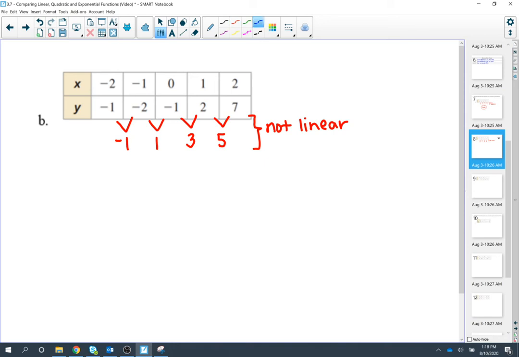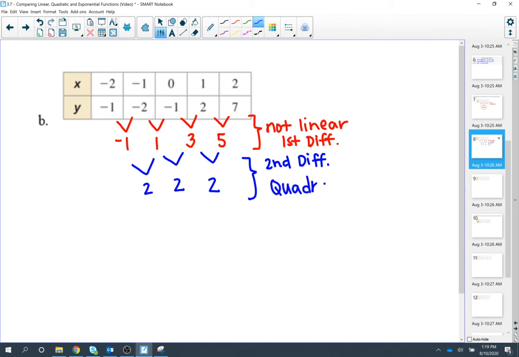Okay, these are not the same. This is not a constant rate of change. Something's going on here. And this again is your first difference. So we do it again. How do you get from -1 to 1? You go up 2. How do you get from 1 to 3? You go up 2. How do you get from 3 to 5? You go up 2. This is your second difference because you did it a second time. If the second difference is the same, that means that this is quadratic.